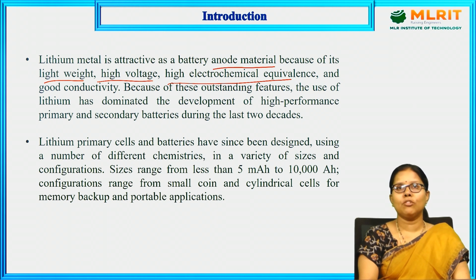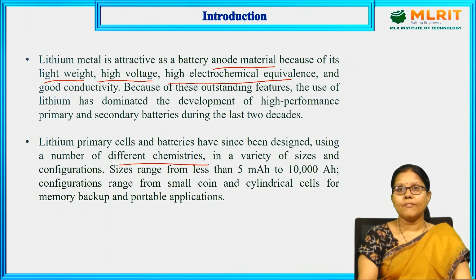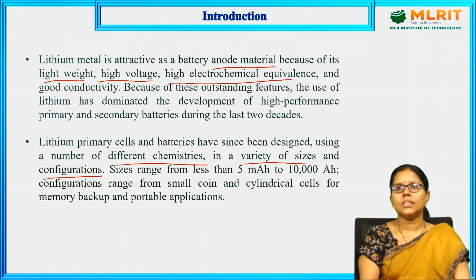Because of these outstanding features, the use of lithium has dominated the development of high performance primary and secondary batteries during the last 2 decades. Lithium primary cells and batteries have been designed in a number of different chemistries, in a variety of sizes and with different configurations. Size ranges from 5 milliamperes to 10,000 ampere hours, from small coin size to cylindrical cells. These are used in various memory backups and portable applications.